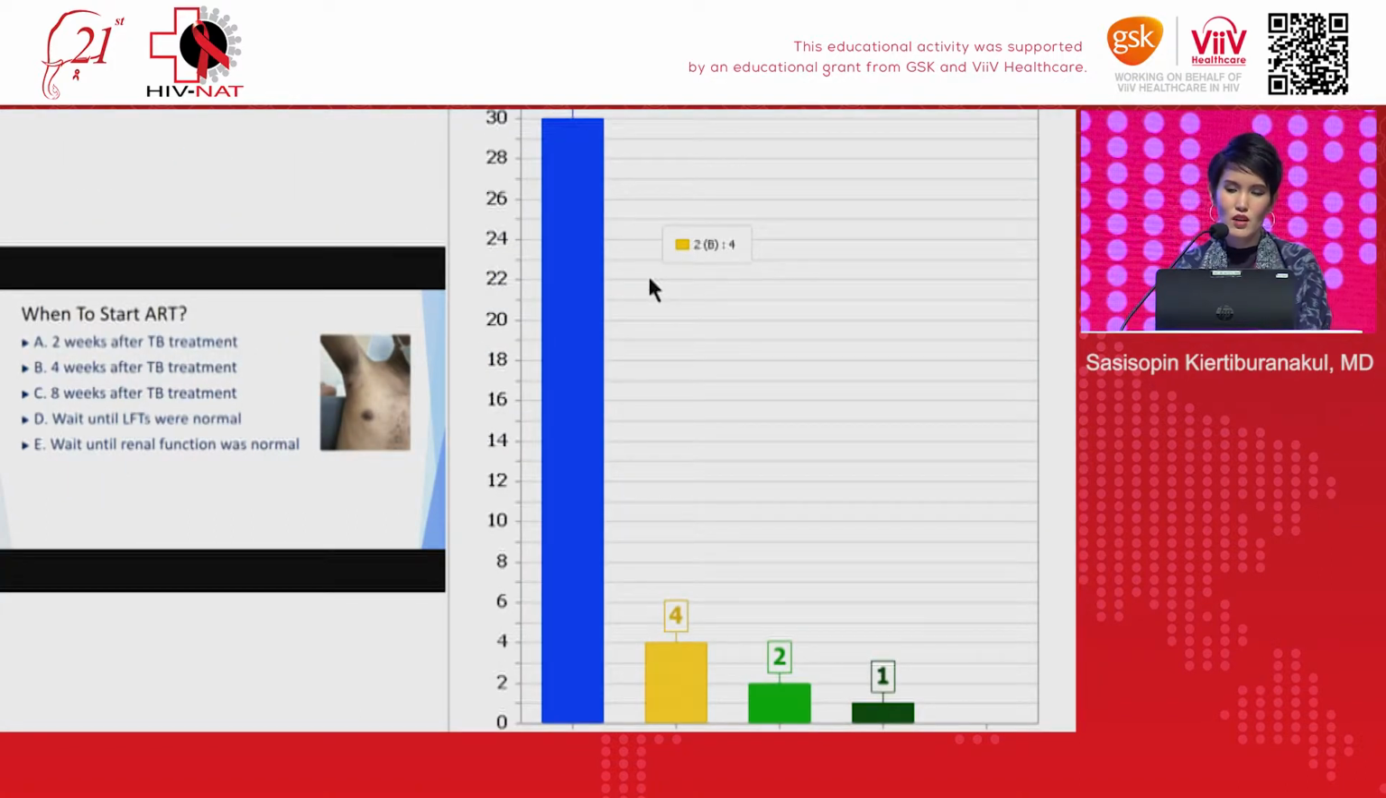Okay, so most of you think that we should start early because in this case he has a very low CD4, just 49. And some of you may wait for 4 weeks and 8 weeks.